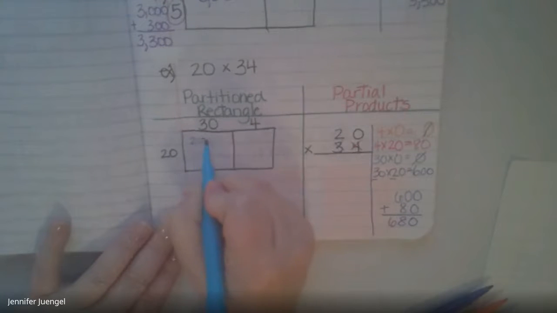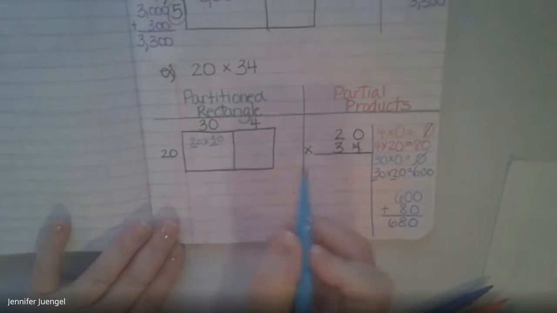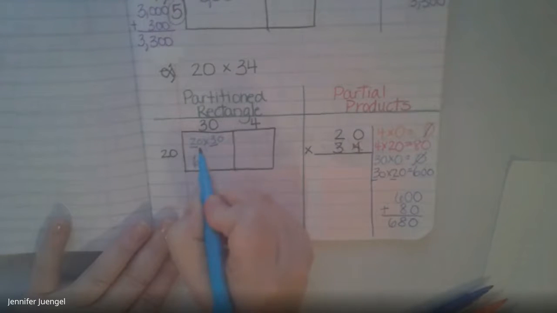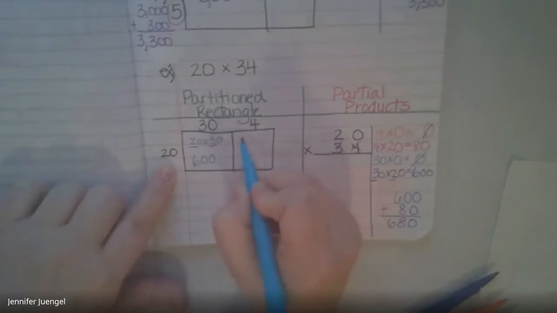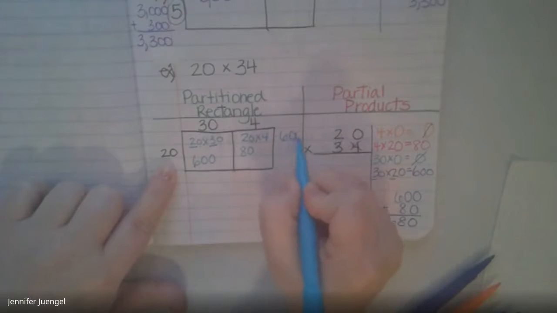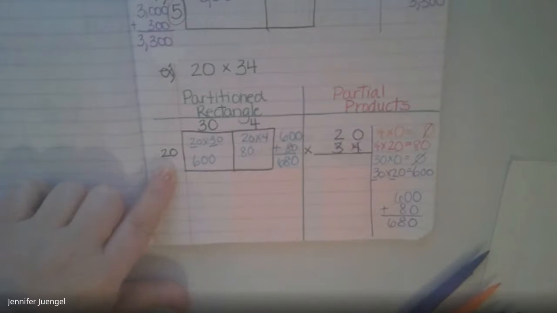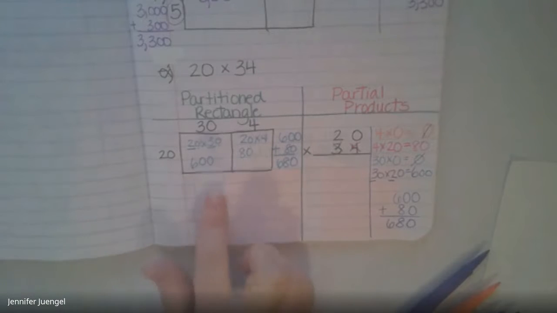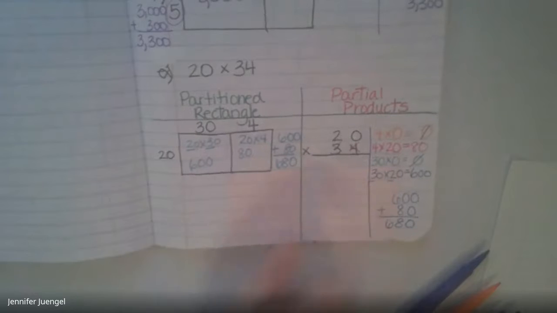So this is 20 times 30. We're going to use what we know about base problems. 2 times 3 is 6, and there are 2 zeros. And 20 times 4, 2 times 4 is 8, and there's 1 zero. So that means 600 plus 80 equals 680. So I can use my partitioning rectangles to check that I have gotten my answer correct in my partial product.